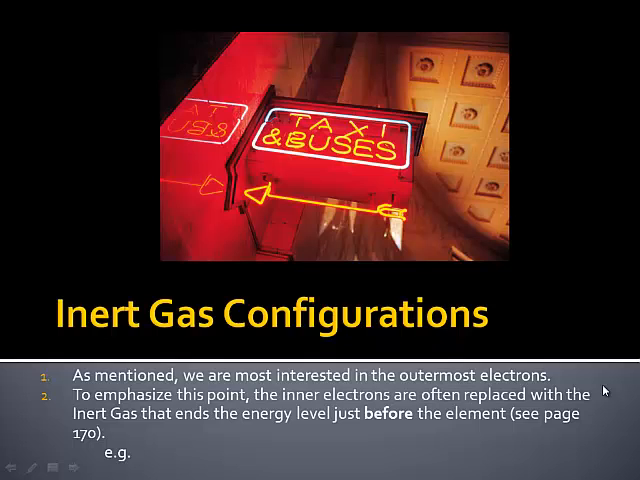So for example, if we look at sodium, which is Na, and it has 11 electrons, its electron configuration looks like this: 1s2, 2s2, 2p6, 3s1. Now, it's just this one outermost 3s1 electron that contributes to its reactivity. So the question is, what noble gas does the rest of this portion represent?